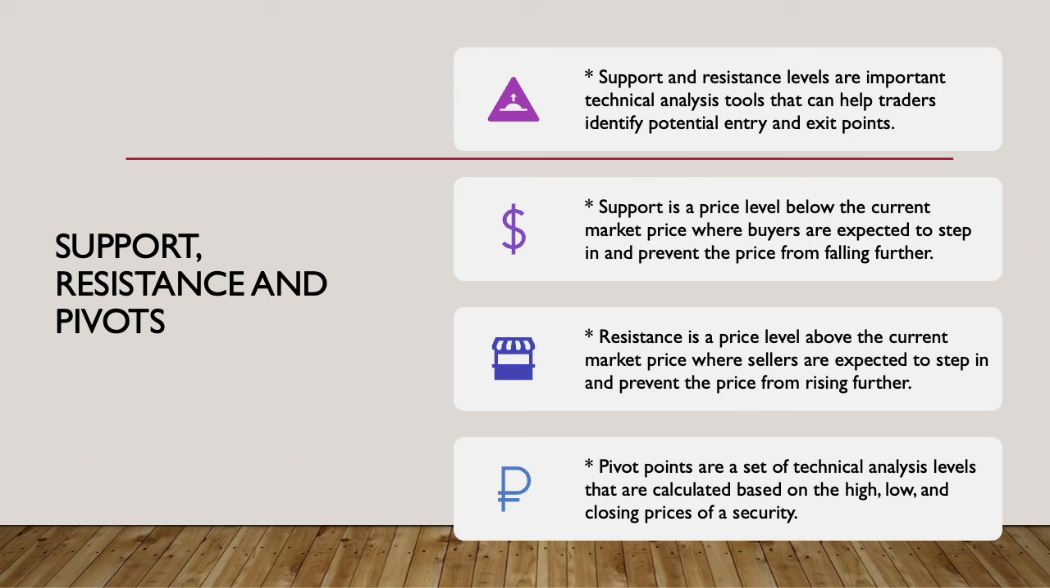Support, resistance, and pivots. Support and resistance levels are important technical analysis tools to help traders identify potential entry and exit points. Support is a price level below the current market price where buyers are expected to step in and prevent the price from falling further. Resistance is the price level above the current market price where sellers are expected to step in and prevent the price from rising further. Pivot points are a set of technical analysis levels that are calculated based on high, low, and closing prices of a security.